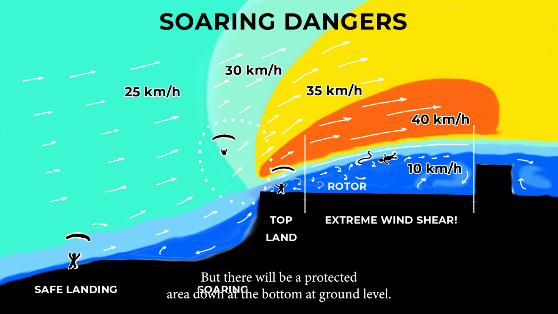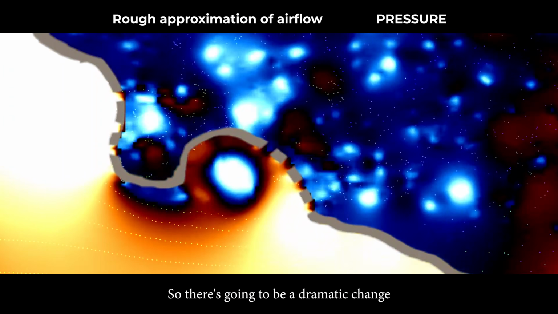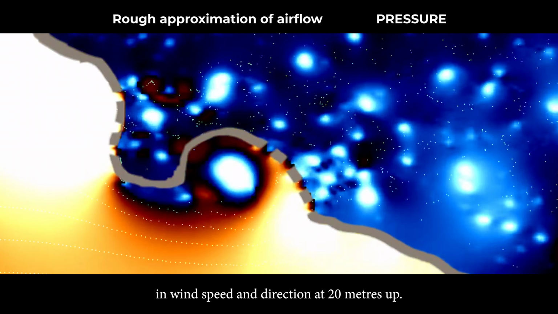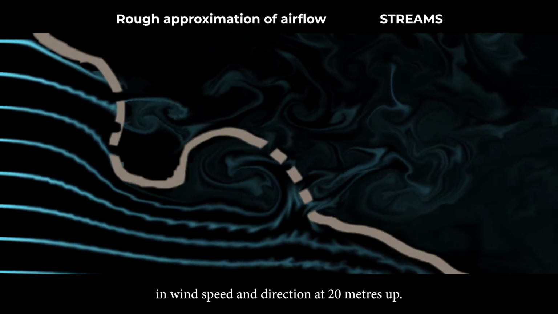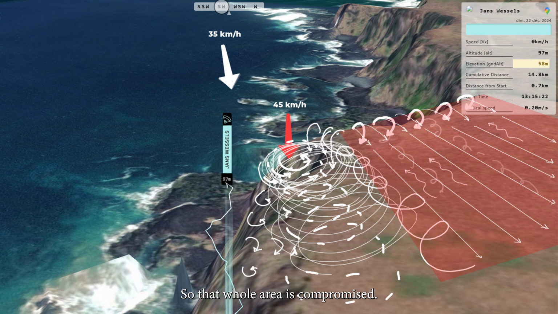But there'll be a protected area down at the bottom. At ground level, there might even be some sort of backflow coming back towards that cliff area. So there's going to be a dramatic change in wind speed and direction at 20 meters up, something like that. So that whole area is compromised. It's going to be nasty there, and you're going to have to look elsewhere for your safe landing options.